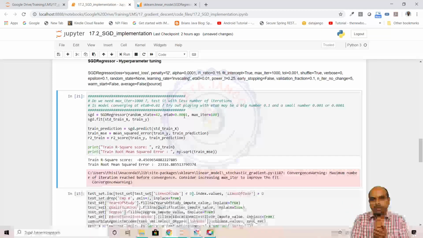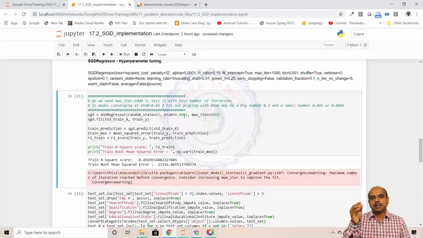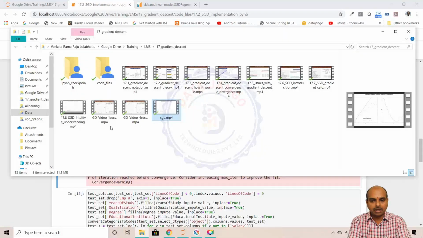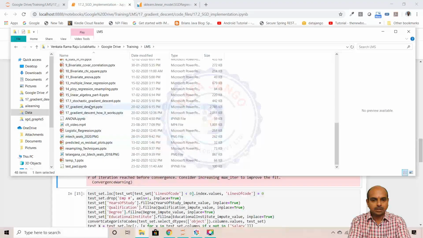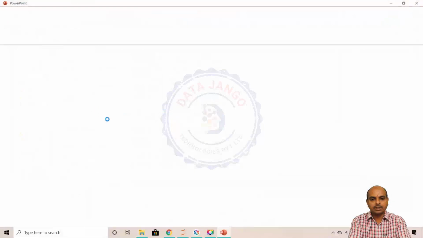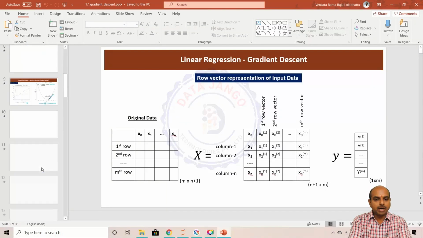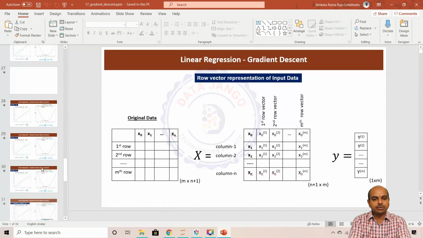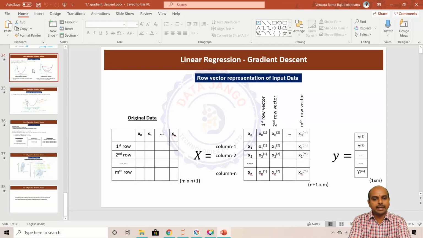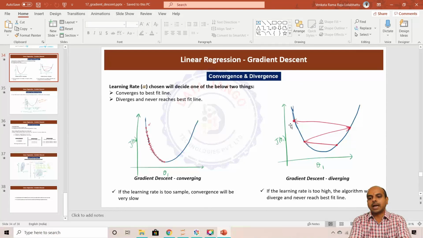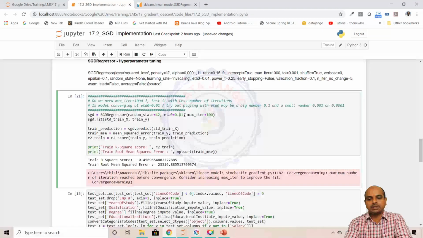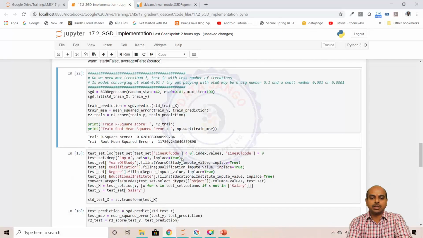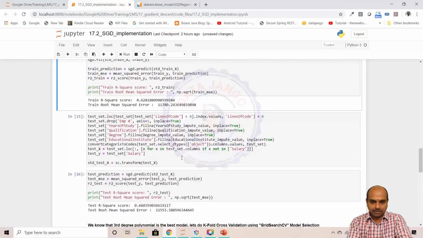When alpha is too small, what happens? The step size will reduce, right? I don't know whether you remember this or not. Let me open that PPT and show you. On the gradient descent, we understood that when the learning rate is too small, the convergence becomes very slow. When the learning rate is too high, it starts diverging. So we are in the second case, because when you played with those values, you understood. Okay, 0.01 is the best value, where you are reaching the 62% accuracy.